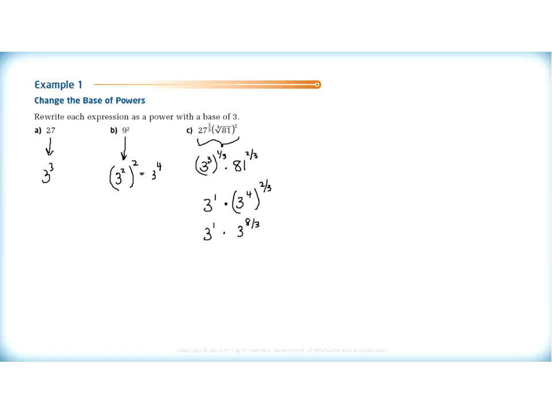I want to rewrite this expression with a base of 3. Right now I've got the expression with 2 bases of 3. So I combine these two, and how do I multiply like bases? What do I do? I add the exponents. So 1 plus 8/3. This will become 3 to the 8/3 plus 1. I'm going to rewrite my 1 as 3/3 plus 8/3, and I get 3 to the 11/3. There's my base of 3. Done. 3 to the power of 11/3.